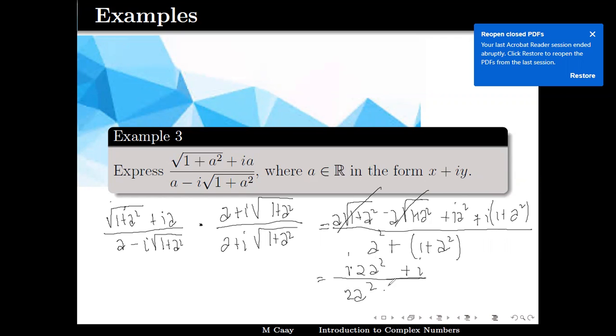So I have 2a squared plus 1. And note that I can simplify the numerator as i times 2a squared plus 1, and I have 2a squared plus 1 below. So this will be canceled, and you're left with i. So i is just the answer.